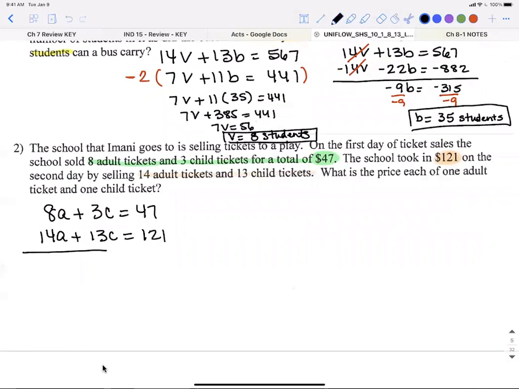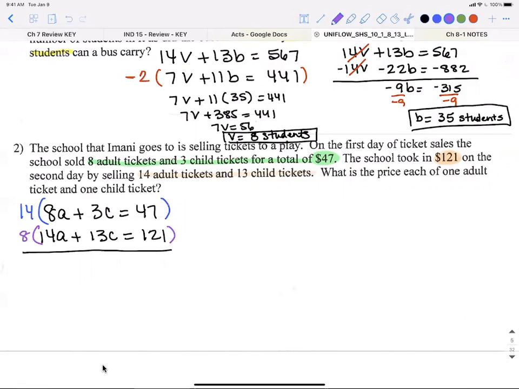Now we're ready to see about solving this by elimination. Now, again, always take a look. I can't make an 8 a 14. I can't make a 3 a 13. So this means this is going to have to be a double elimination. And so I'm going to go ahead and multiply across the top by 14. And I'm going to multiply across the bottom by 8.